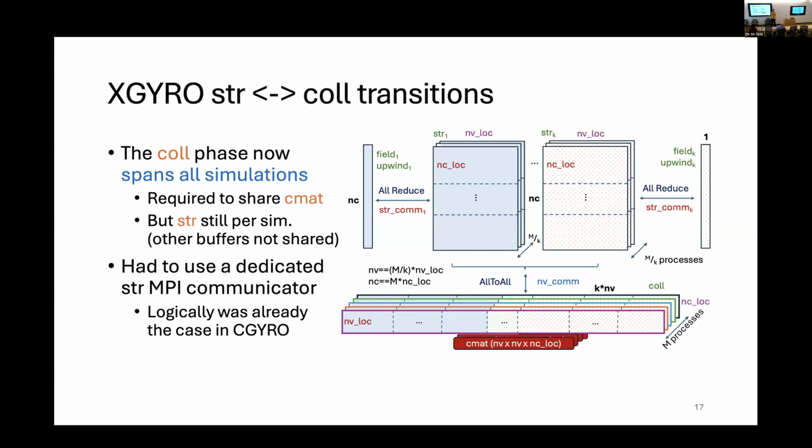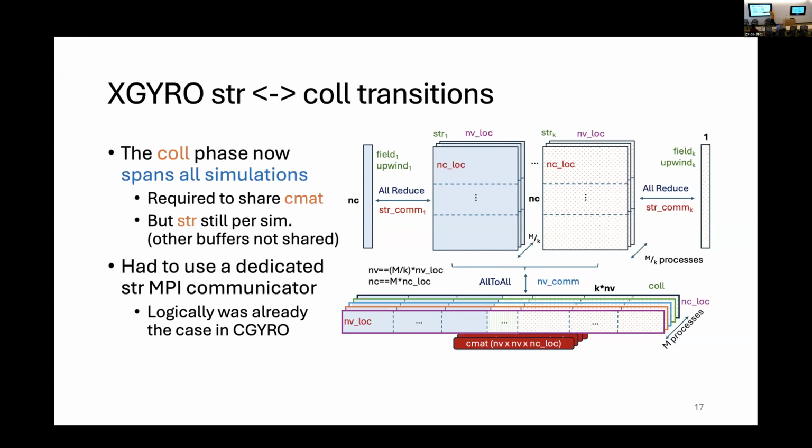So I have to split, essentially add a different communicator for all-reduce versus all-to-all, which conceptually should have always been the case. We were just trying to be cheap and reuse something, but conceptually, it was like that from day one. And that's really the only thing that needed to be done. So once you do the transpose from all simulations at the same time into the collisional phase, at that point you have CMAT that is shared across all of them.